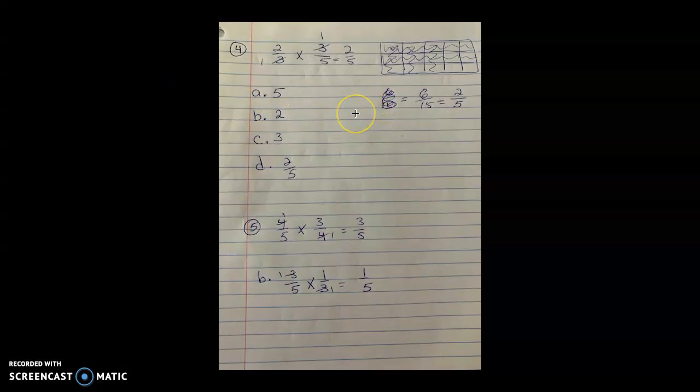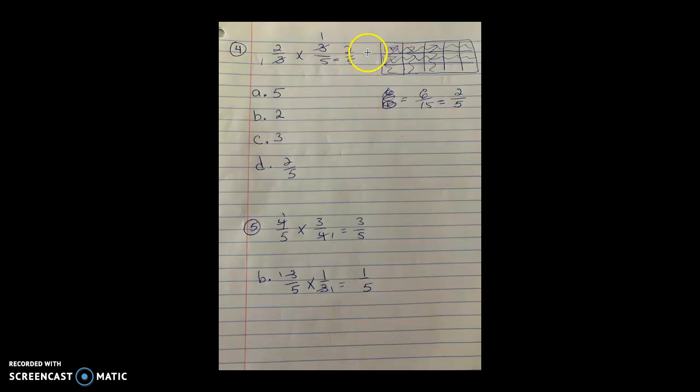Okay, question number 4. In our picture, notice I first drew a rectangle with 3 rows. 1 here, 1 here, and 1 here. So 3 rows because of this denominator, 3. Then I drew 5 columns because of this denominator, 5. So 1, 2, 3, 4, 5 columns.